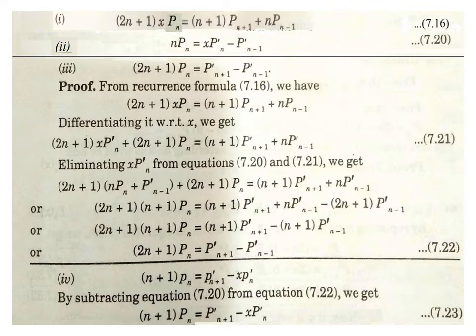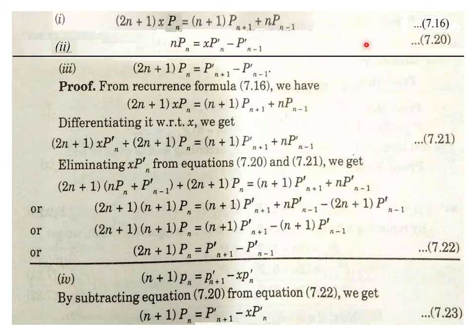Then what are we doing? We are eliminating x Pn dash from two equations. Which two equations? One is 7.21, which we just obtained. The other is 7.20, the second recurrence relation. So you can check that we are heavily utilizing the first and second recurrence relations while deriving the third recurrence relation, and it will be the story throughout today's lecture.